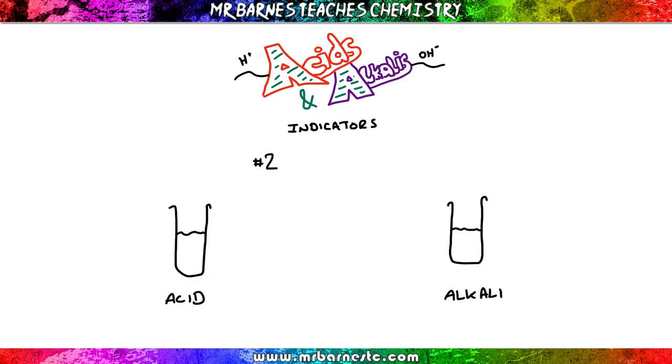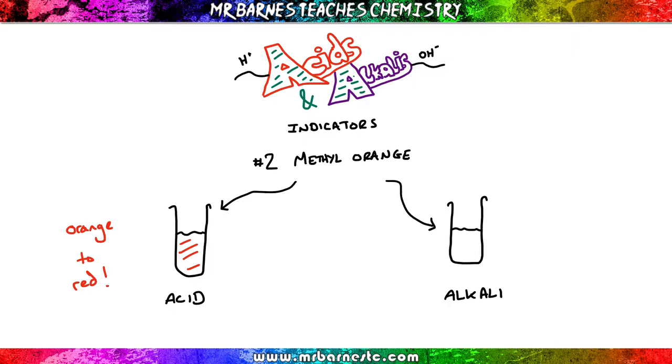The second indicator we're going to have a look at is methyl orange. Now you can guess from the name, methyl orange is orange, and when we take it and we put it into an acid, it goes from orange to red. If we take that same indicator and put it into an alkali, it will go from orange to yellow.